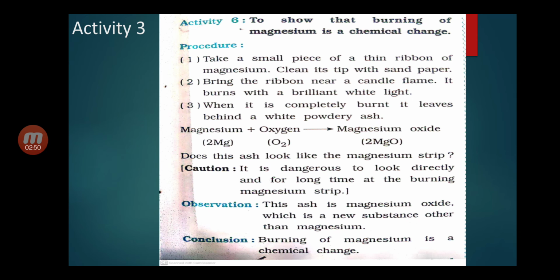Magnesium plus oxygen forms magnesium oxide. Caution. It is dangerous to look directly and for a long time at the burning magnesium strip. Observation. This ash is magnesium oxide, which is a new substance other than magnesium. Conclusion. Burning of magnesium is a chemical change.